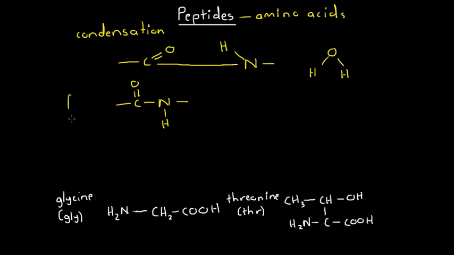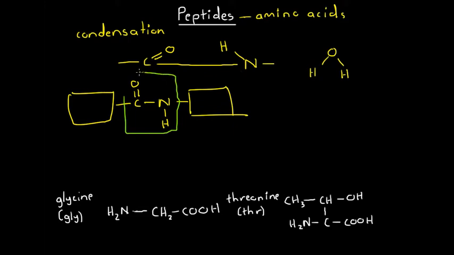And so here we've got the rest of our first amino acid, and here we've got the rest of our second amino acid. And so what we call this linkage here, this linkage that can form between two amino acid molecules, is we call it an amide linkage. And so amide linkages are very, very important in the formation of peptides. They are produced through a condensation reaction between a carboxyl functional group and an amino functional group.